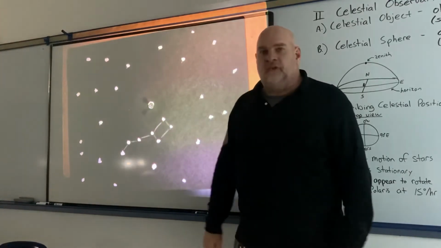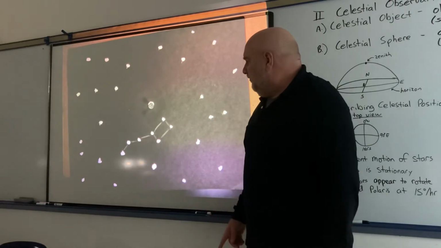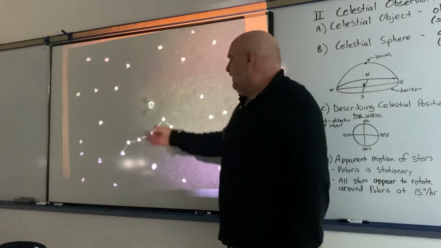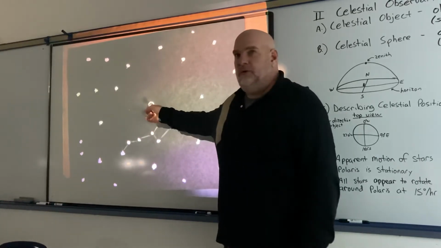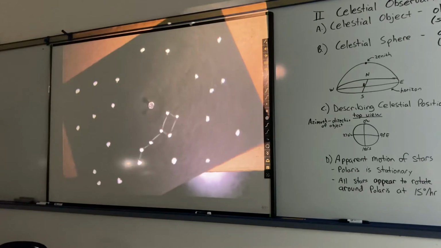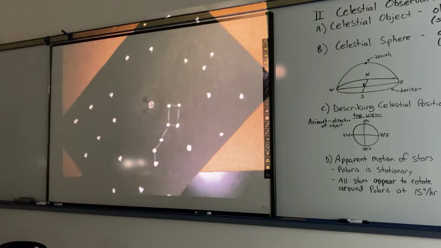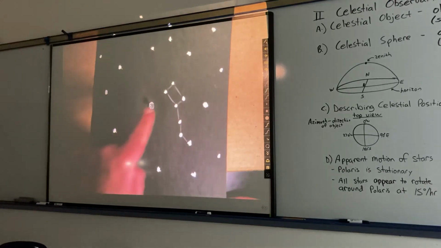Now, we said that all the stars move during the course of the night, except for Polaris. Well, if all these stars are moving except for that one, how do these two stars still keep pointing to that? Well, how they move is like this. The stars are moving like that. So all the stars are rotating around Polaris right there.